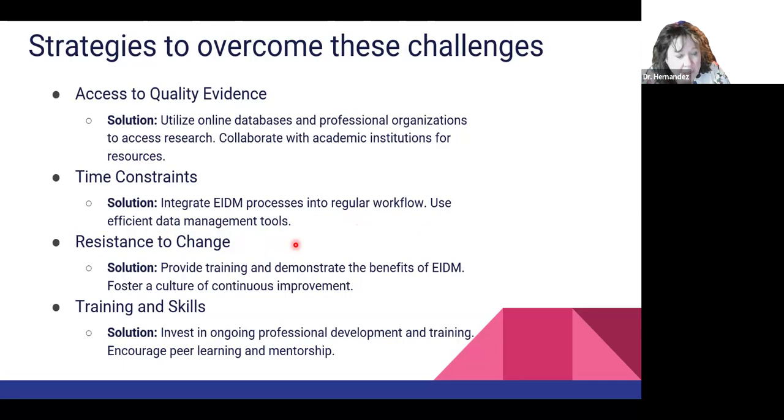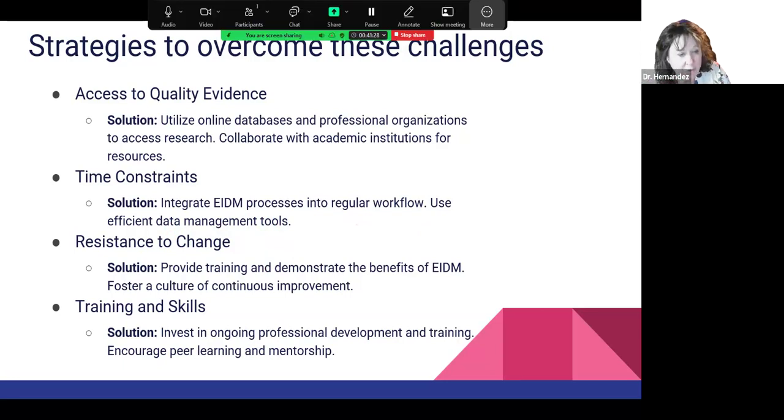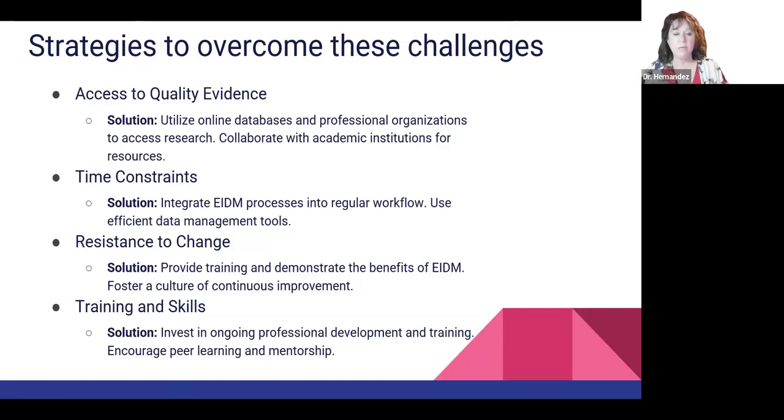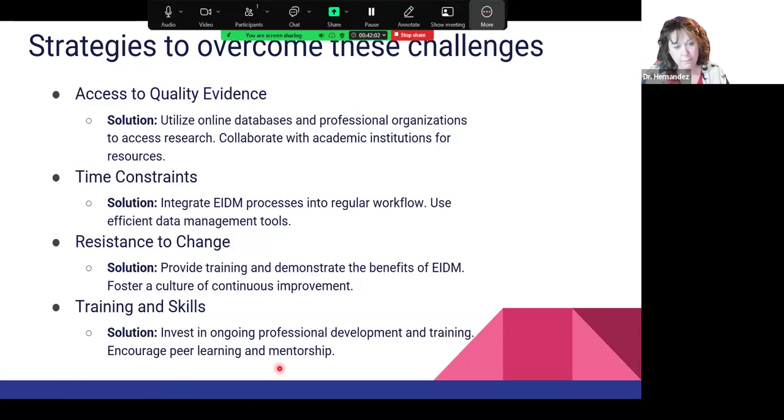When you're looking at the resistance to change, again, you want to provide the training and demonstrate the benefits, foster a culture of continuous improvement, conduct workshops, and so forth, just like EIP. And then your training and skills and so forth. You want to make sure that you invest in yourself in your ongoing professional development and training, and encourage peer learning and mentorship. Right? You're getting your master's degree. You are a master level professional. Use those skills, right? Make sure that they understand who you are, and have them stand up and respect what you've learned, because it's pretty impressive. And then enroll in online courses and so forth.